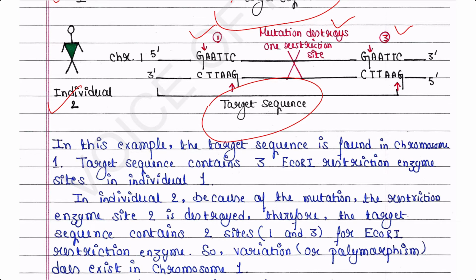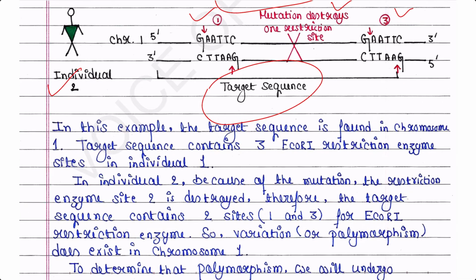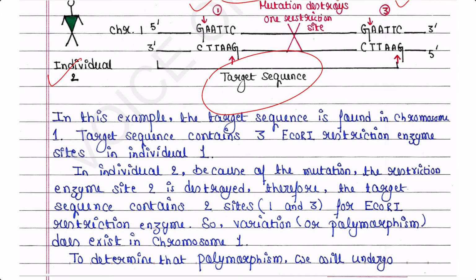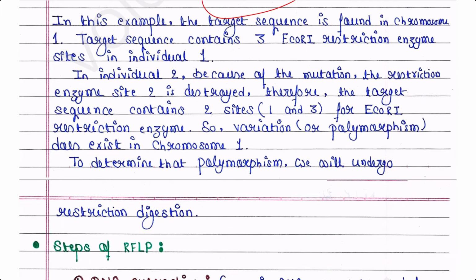So, variation or polymorphism does exist in chromosome 1, because one person has 3 restriction enzyme sites and the second person has 2 restriction enzyme sites in a particular site of DNA. To determine that polymorphism, we will undergo restriction digestion.